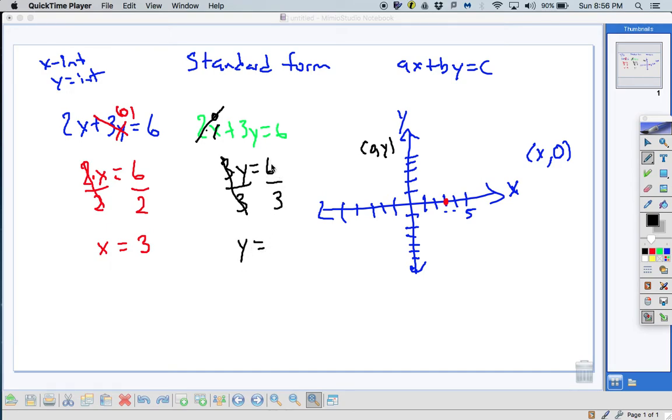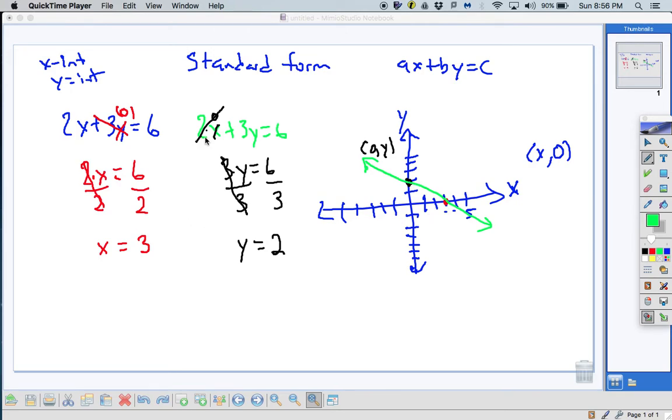And over here, I have 6 divided by 3. I could reduce that fraction. But 6 divided by 3 is just simply the number 2. So on the y-axis, we're going to go find 2, and we're going to put a dot. And now I have 2 points, so what we're going to do is connect our 2 points with a nice straight line. And now we have graphed our line, which is 2x plus 3y equals 6.